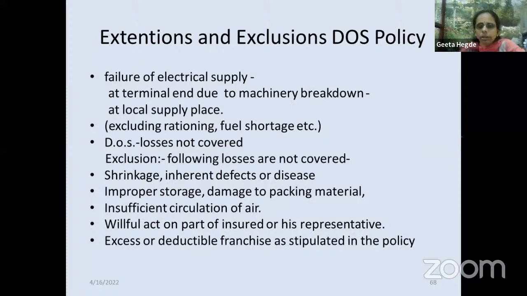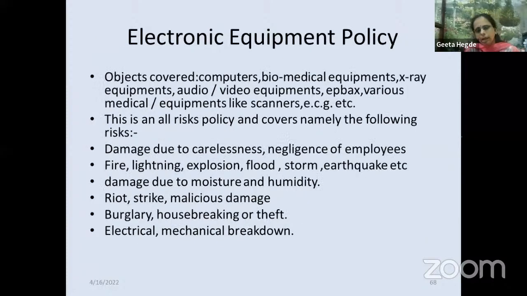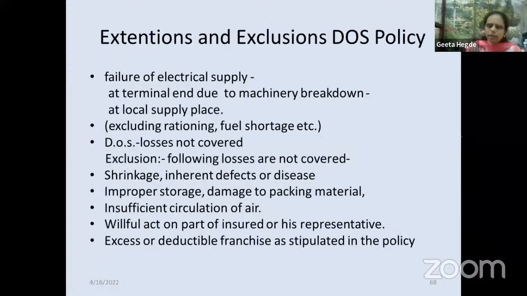Electronic equipment policy. We are aware of this policy. It's an all risk policy. Fire, burglary, everything is covered. What is important here is that section 1 is the material damage section, and about section 2 and 3, we generally tend to forget because we never give the cover of section 2 and 3. But for the exam purpose, cover for material damage to external data media and cover for increased cost of working.